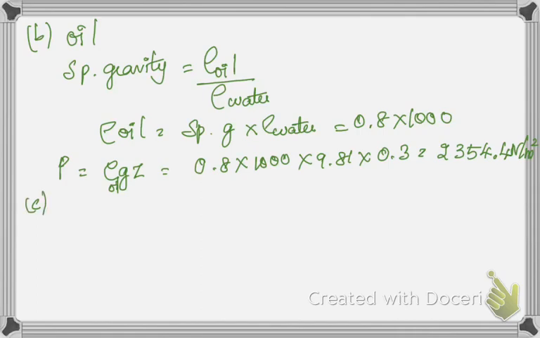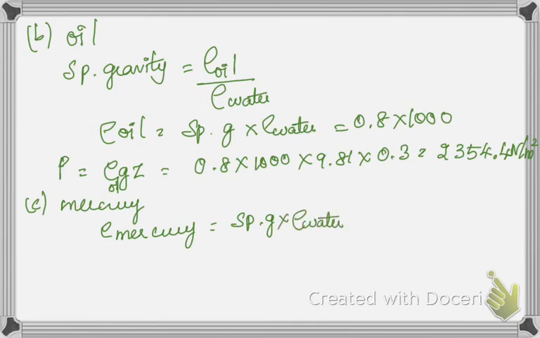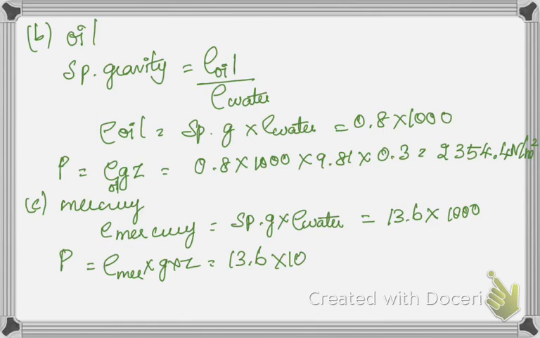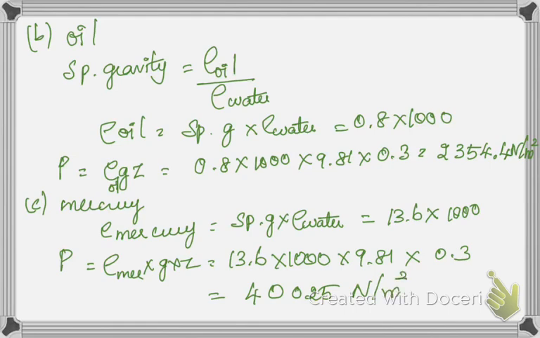Next I am going to determine for mercury. The same here also, the density of mercury we have to find out. So density of mercury will be equal to specific gravity into density of water, which is equal to 13.6 into 1000. So now pressure will be equal to density of mercury into G into Z, which is 13.6 into 1000 into 9.81 into 0.3, which is equal to 40025 Newton per meter square. So we have calculated the pressure due to a column of 0.3 meter of water, oil and mercury.